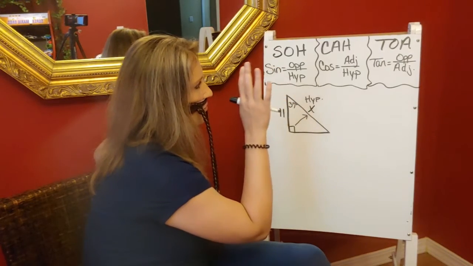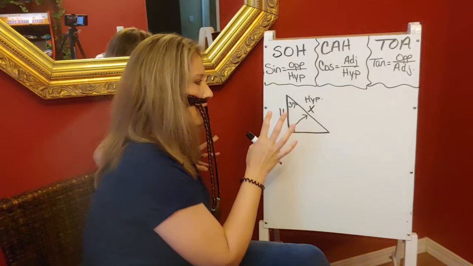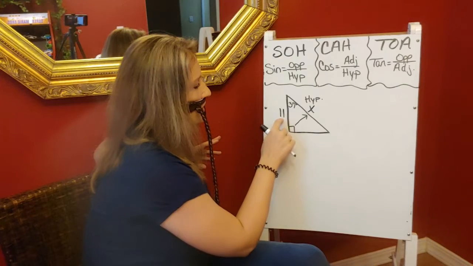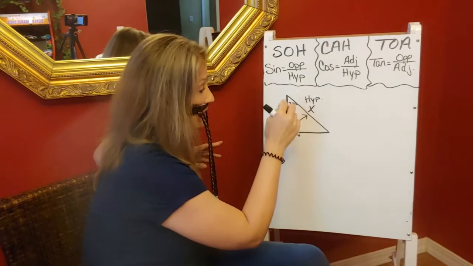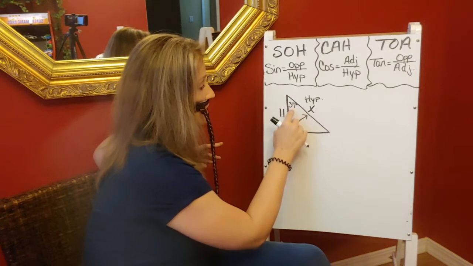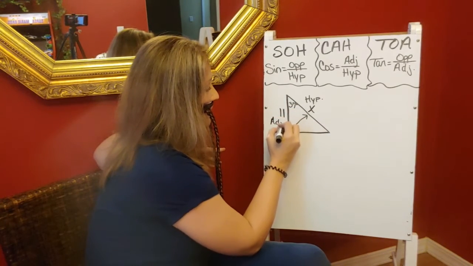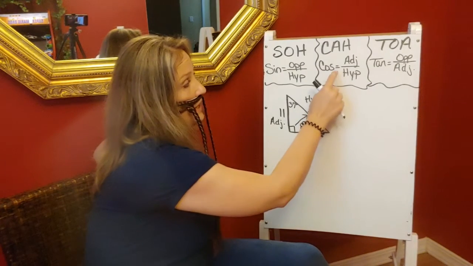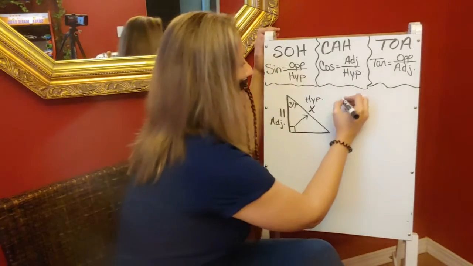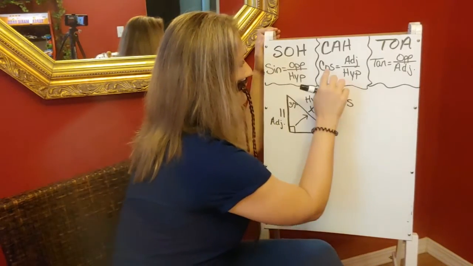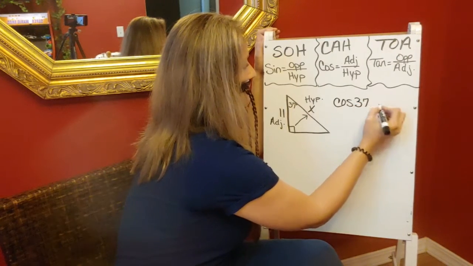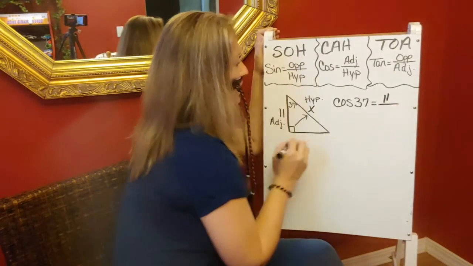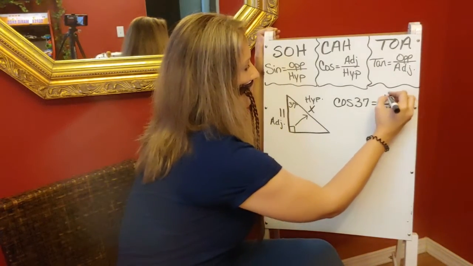And then my 11. Remember whenever we talked about what an opposite side was and what an adjacent side was? Adjacent means right next to. So is 11 right next to 37? And it is. It's one of the sides that makes up 37 degrees. So this is my adjacent side. So since I know my adjacent side, I'm looking for my hypotenuse, I know I'm going to use cosine. So I'm going to write out my problem. So cosine of 37 degrees is equal to my adjacent side, which is 11, over my hypotenuse, which is x.